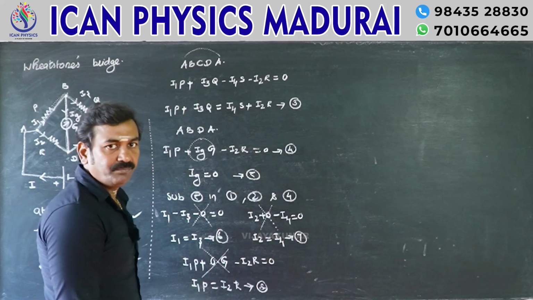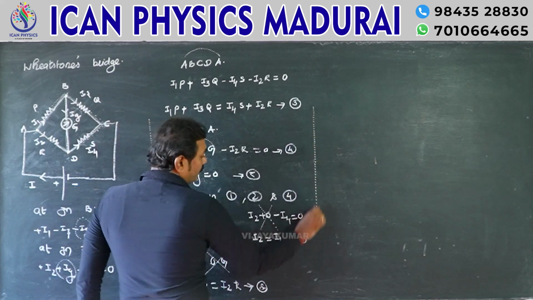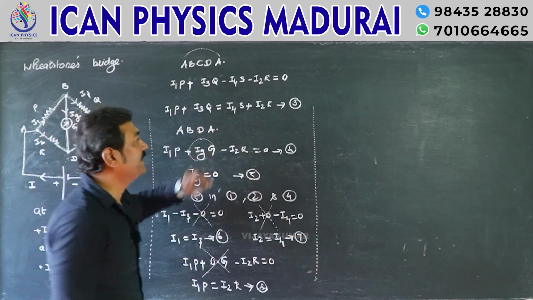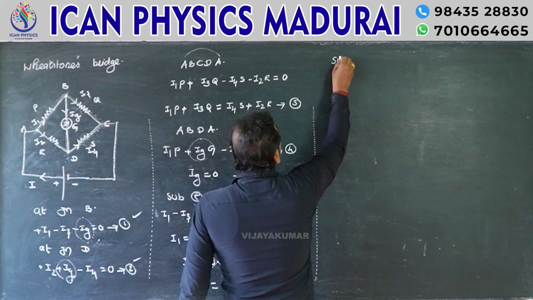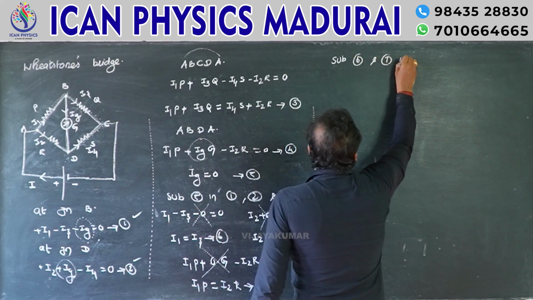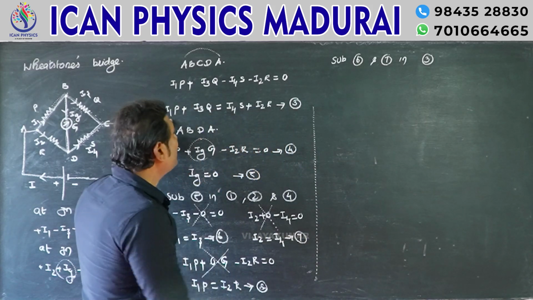Okay. Do you get it now? Do you any doubts? No doubts. Okay, fine. Now substitute 6 and 7 in 3. Okay. So substitute 6 and 7 in 3. Okay. So what is 3?